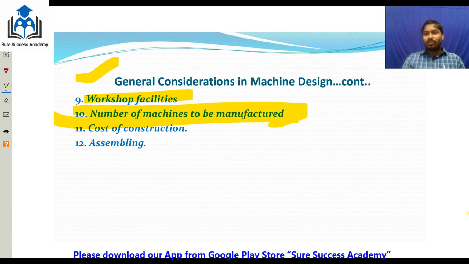Productivity should be more. So you have to increase the number of manufactured items, and then only it will be easy to reduce the cost of production. If you are making one or two pieces and it is a special design, then you can use that. Okay. Then the cost of construction is also very important.